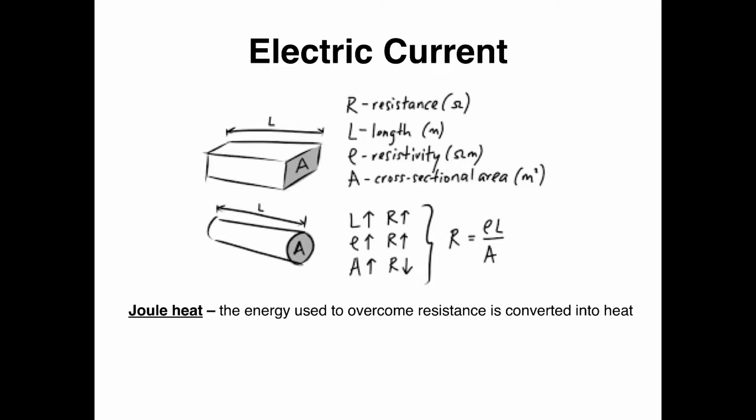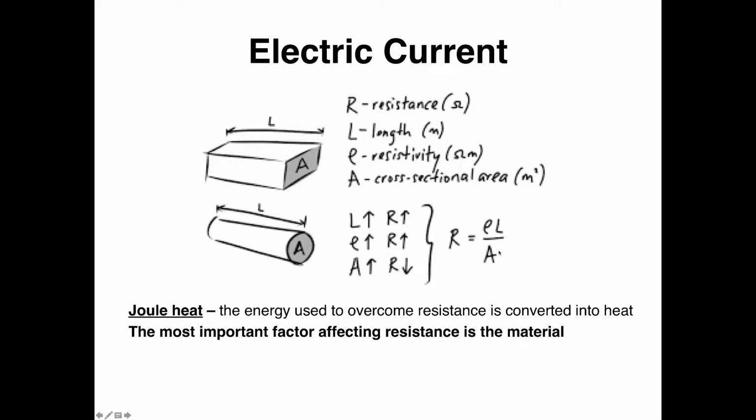Alternatively, however, the cross-sectional area would decrease the resistance as it got larger. If you think again in terms of a flow of water or something like that, the more area that you have to move through, the less resistance you would see. And that's also true for electrons. And so what you see here is a formula that relates resistance to the resistivity, that is the material itself, times its length divided by the cross-sectional area.